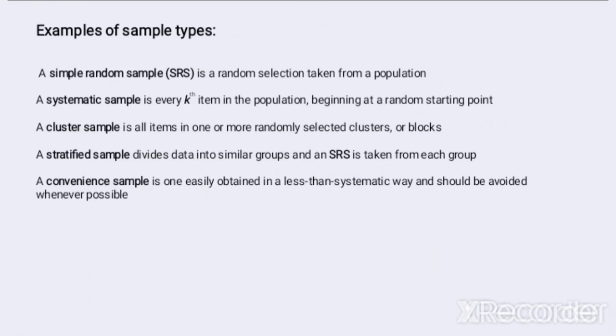Examples of sample types. A simple random sample is a random selection taken from a population. A systematic sample is every item in the population beginning at a random starting point. A cluster sample is all items in one or more randomly selected clusters or blocks. A stratified sample divides data into similar groups, and a simple random sample is taken from each group. A convenience sample is one easily obtained in a less than systematic way and should be avoided whenever possible.